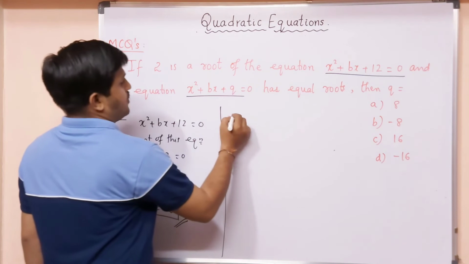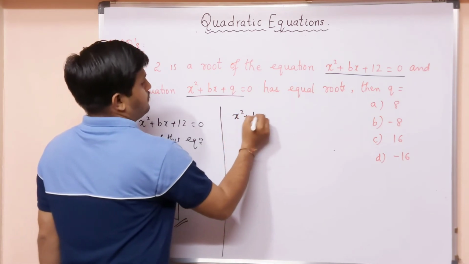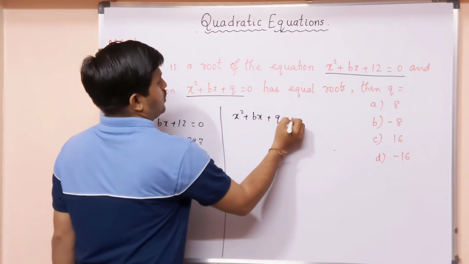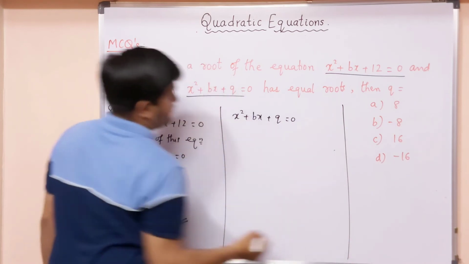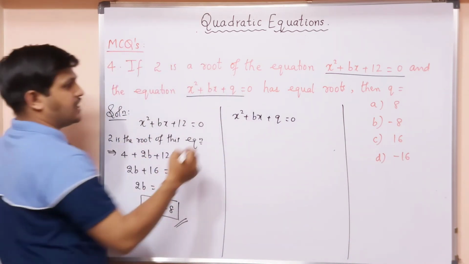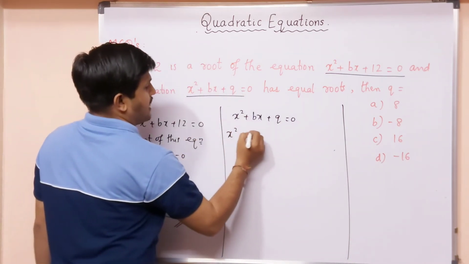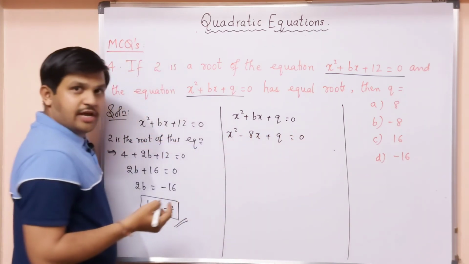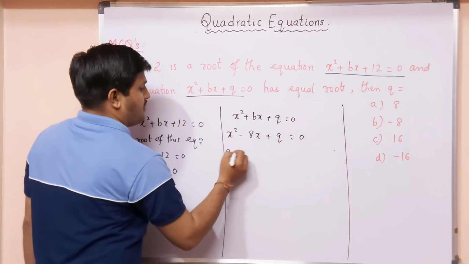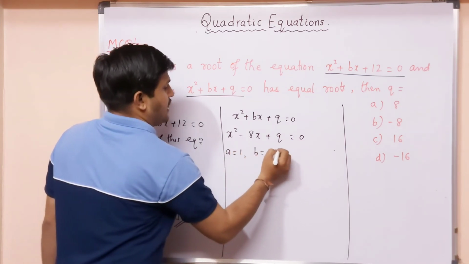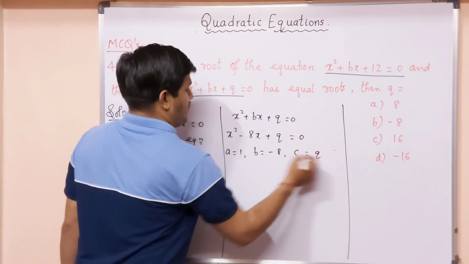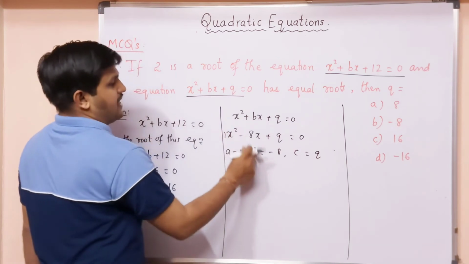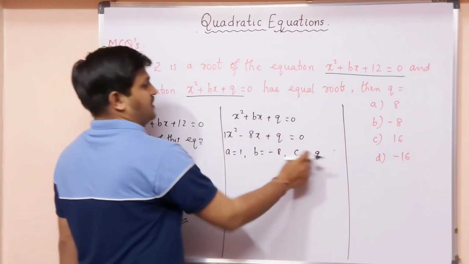So what is your given equation? x square plus bx plus q is equal to 0. So now look at that. b is equal to minus 8. Therefore, x square minus 8x plus q is equal to 0. Now it is a quadratic equation. Find out what is the value of a, b and c. The value of a is 1, b is minus 8. The value of c is q.